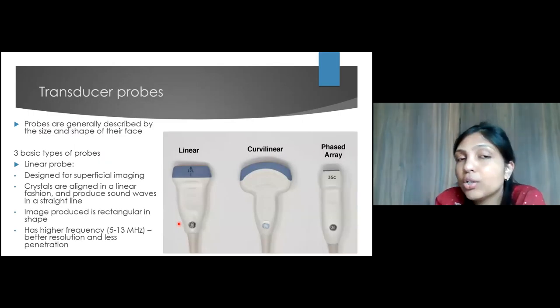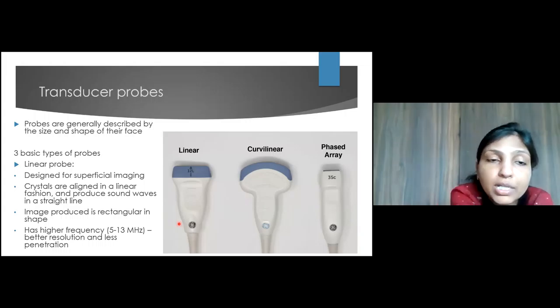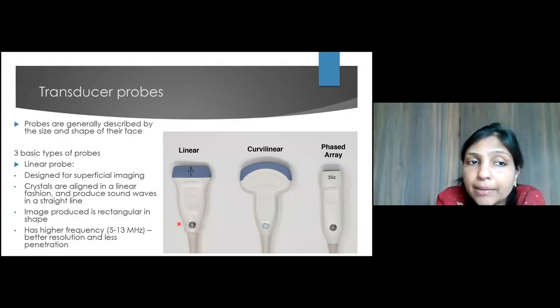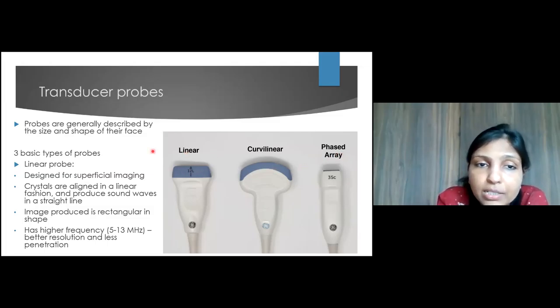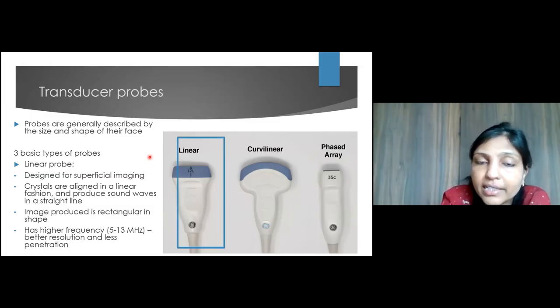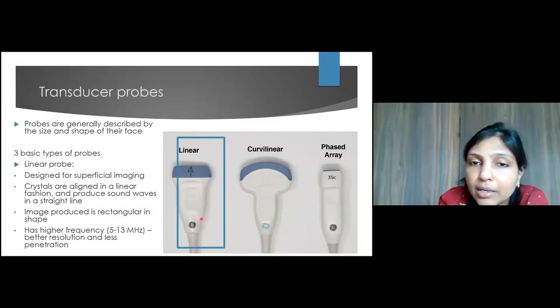So these are the three commonly used transducer probes in clinical practice. The three basic types of probes are the linear probe, the curvilinear probe, and the phased array probe. I wanted to outline the fact that the one that we use in thyroid imaging is the linear probe, which is designed for more superficial imaging. It has a frequency anywhere in the range of 5 to 14 megahertz, and has a better resolution at the cost of less penetration or depth perception.